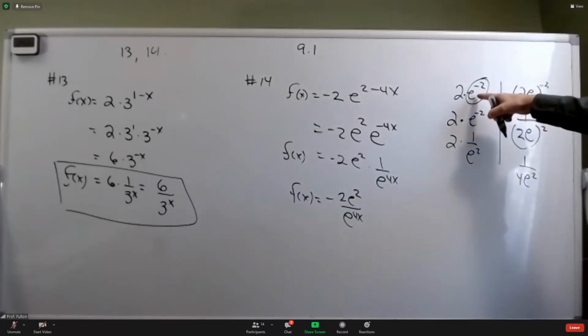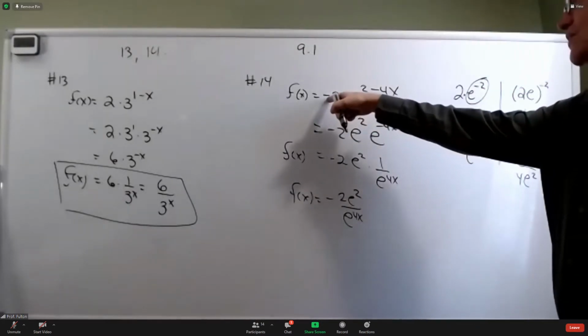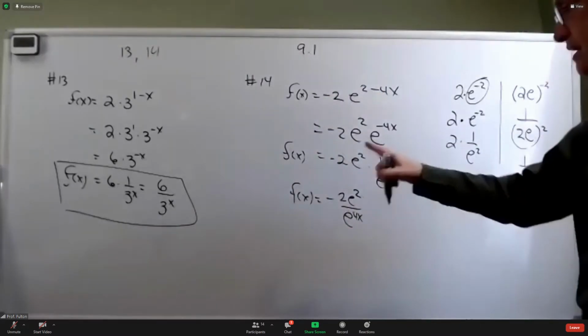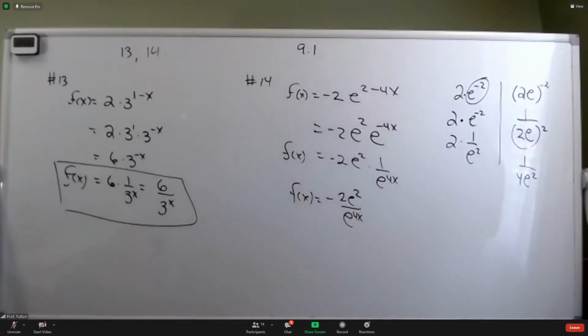Very common mistake for students to do that. And also, when this is negative, some students change the sign and bring that down to make it positive. A negative up front doesn't do it. A negative up top does, because then it's the reciprocal.